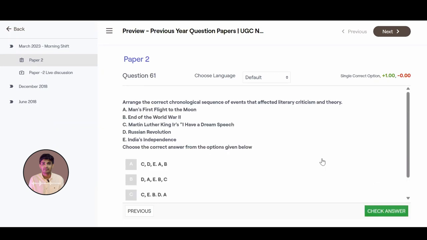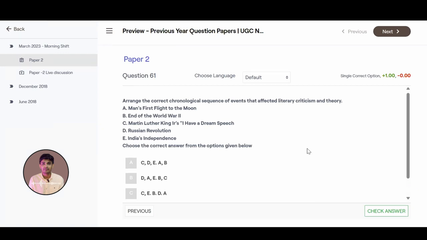All right. Arrange the correct chronological sequence of events that affected literary criticism and theory. See, this is a very easy question. If you have an idea about these particular events, you can place them in chronological order. Man's first flight to the moon, okay, technology. End of the World War, definitely before Indian independence. Martin Luther King's speech, I Have a Dream, after Indian independence. Russian Revolution, early 20th century. Indian independence, 1947. So it's very easy to arrange them in chronological order.